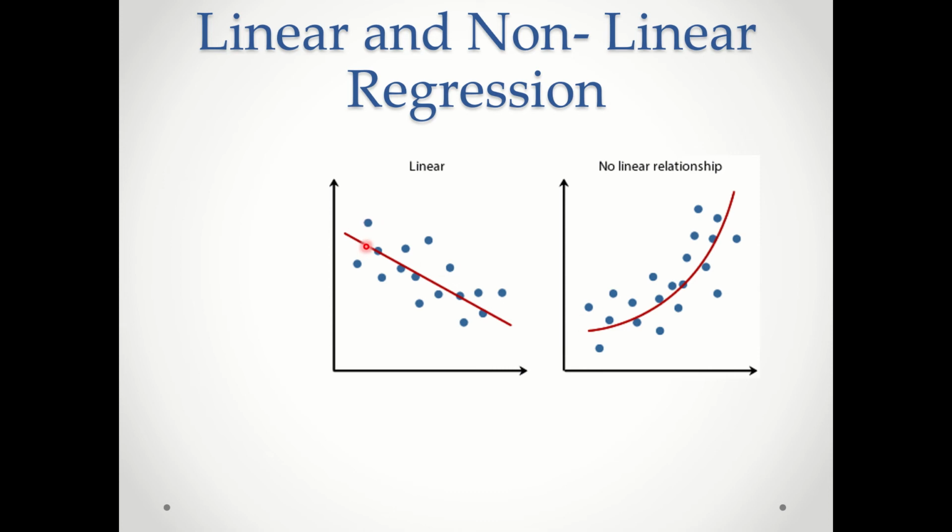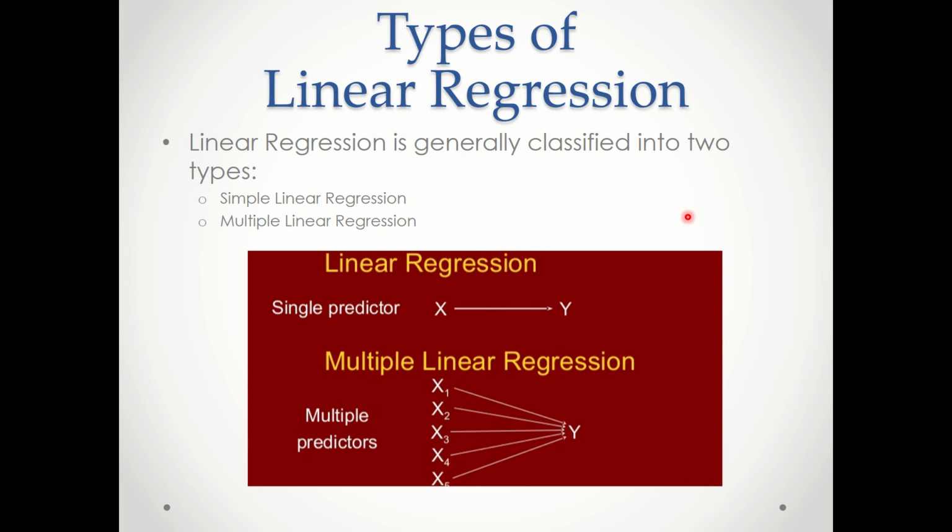So in linear regression, it could be a negative correlation, meaning a negative line, or a positive sloped line. Non-linear, it will not be a straight line. And there are different types of regressions. I have already told about linear regression and logistic regression. And there is another type of regression which is called multiple regression. If you have only one attribute, then you could say that it is linear regression. If you have multiple attributes, then you could call it multiple regression. So multiple predictors are there in order to find out the target variable y.